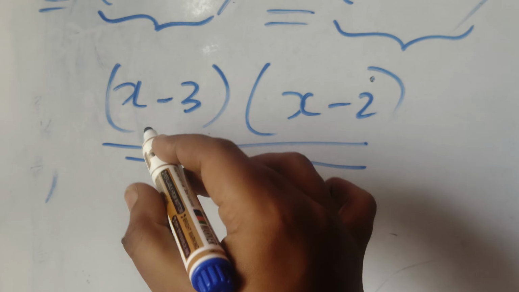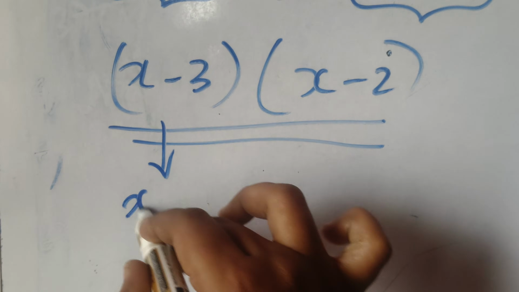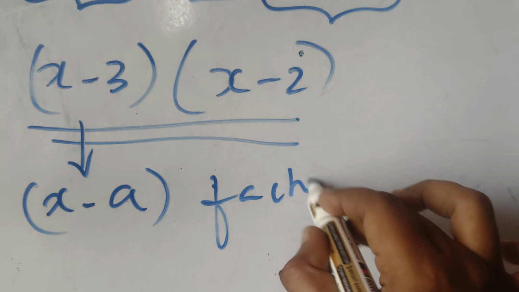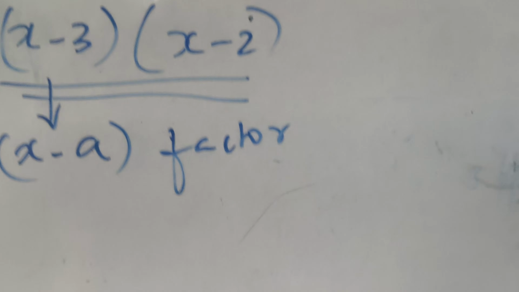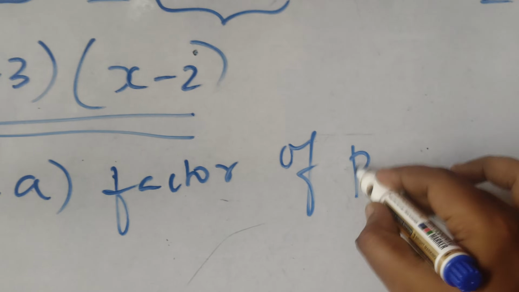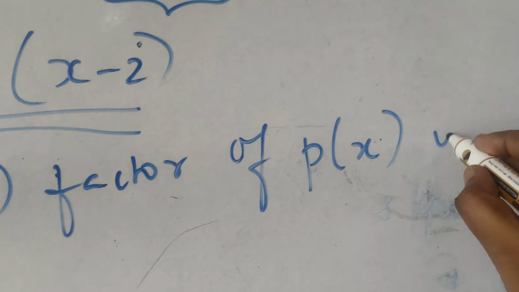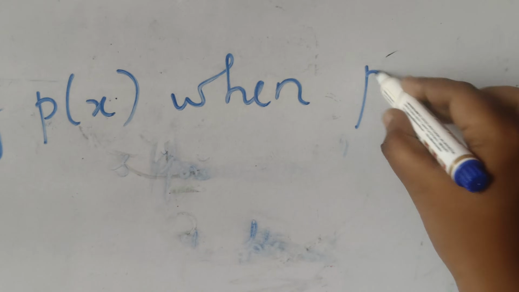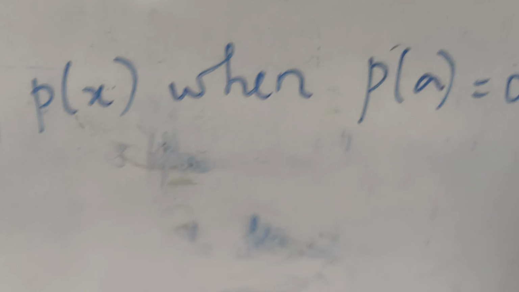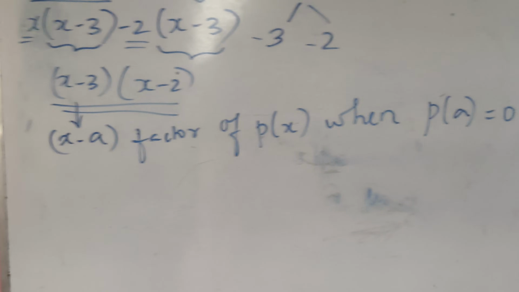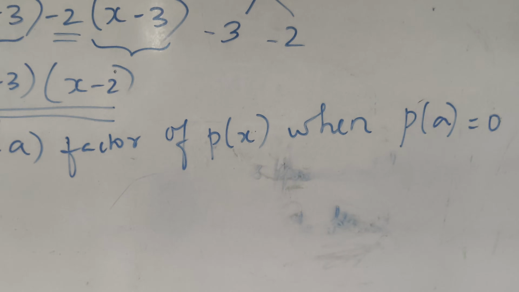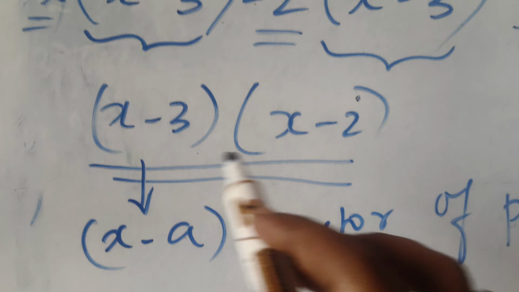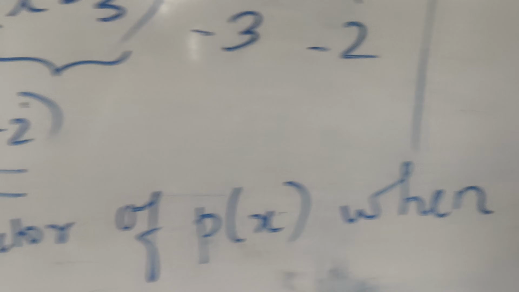This is what I was trying to say before. x minus a will be a factor of the polynomial p of x when p of a will be equal to 0. So this was the general form, x minus a is a factor of p of x as per the factor theorem, and we have identified x minus 3 and x minus 2 as the two factors.